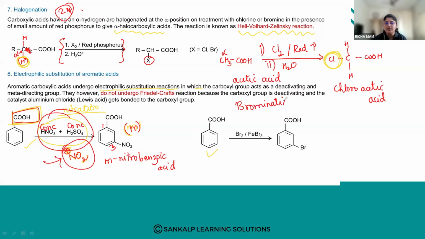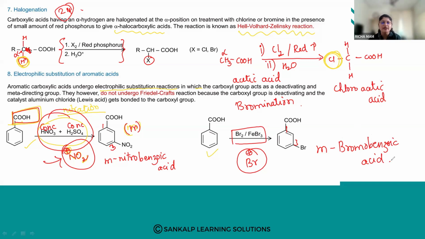Next, we are going to see bromination. In bromination, the reagent used is Br2 in the presence of FeBr3. The electrophile generated is Br plus. The incoming electrophile will be directed to the meta position. So the product is meta-bromobenzoic acid. Got it?